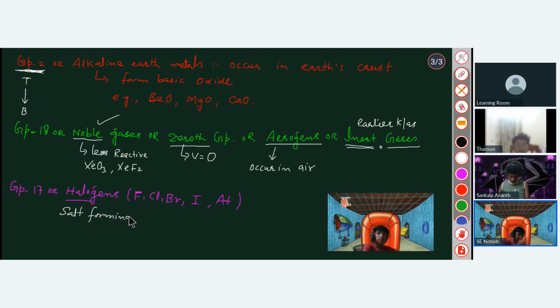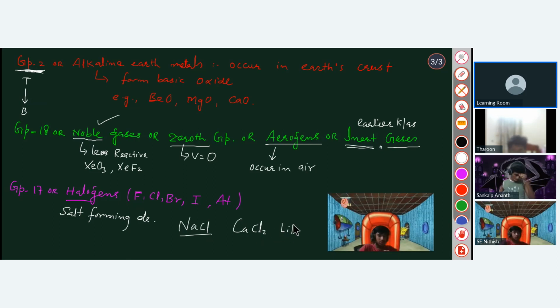For example, common salt NaCl has chlorine in it. Calcium chloride has chlorine in it. Lithium fluoride has fluorine in it. Sodium iodide is also a salt, and it has iodine in it.